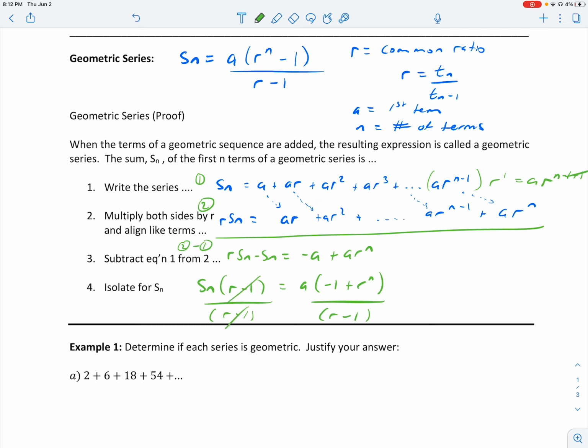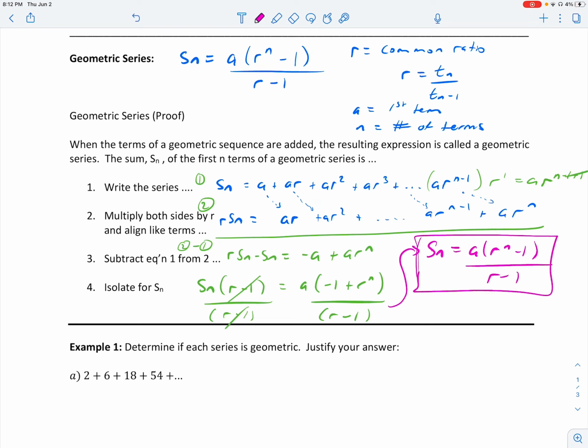That cancels with that. In my last line, I would have Sn equals a, the a right here. And then this bracket, I'm just going to rearrange this so that it's r to the n first. So it'll say r to the n minus 1, and then that'll be over r minus 1. So there you have it. That's the derivation for this geometric series.